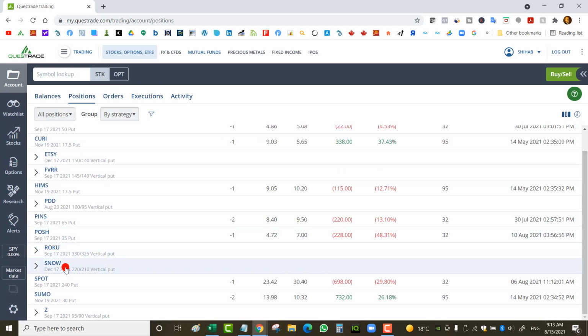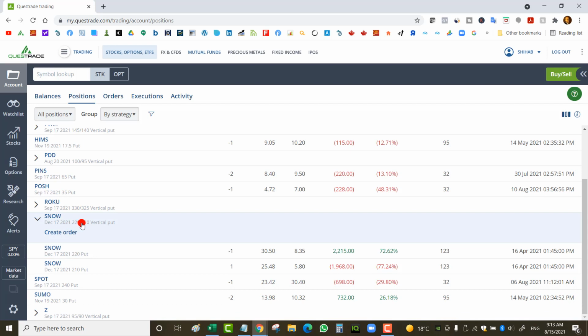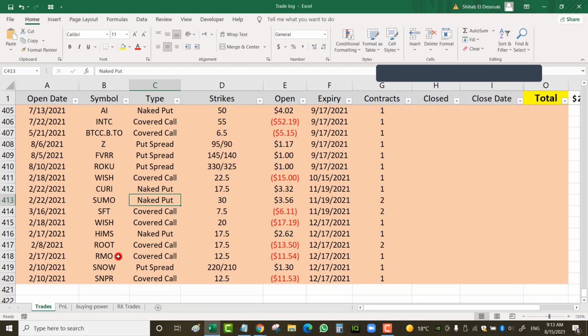Next, I've got Snow. So this is a put spread that I rolled just to try and save. I rolled all the way to December. I increased the width of the spread from 5 points to 10 points. And I think this one I've got written down. I didn't forget. So yeah.